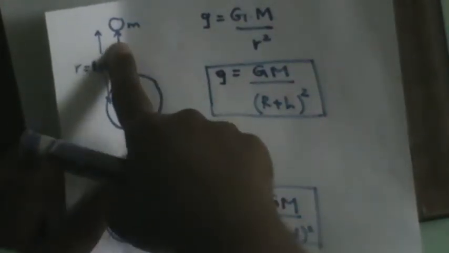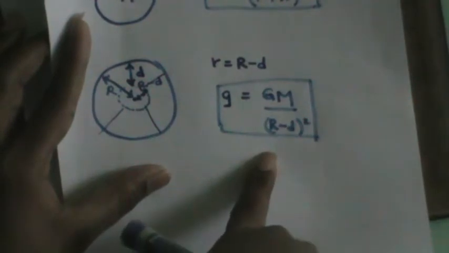So for the first part of this video, we found that g is equal to GM divided by (r plus h) squared, in which M is the mass of the large object, r is the radius of the large object, and h is the distance between the center of mass and the surface of the small object. In the second part of this video, we found that g is equal to GM by (r minus d) squared. M is the mass of the large object, r is the radius of the large object, and d is the distance between the large object's center and the surface of the small object.